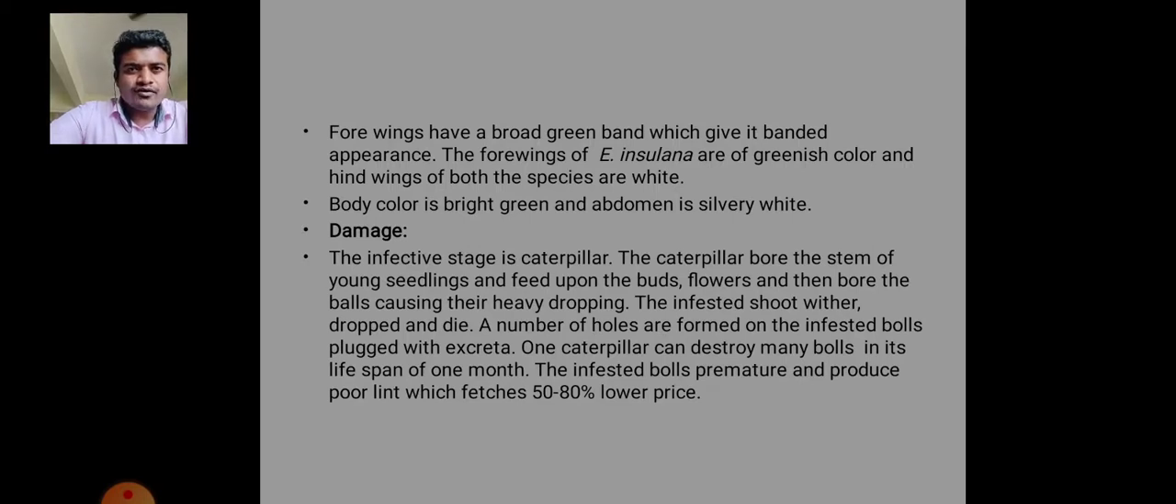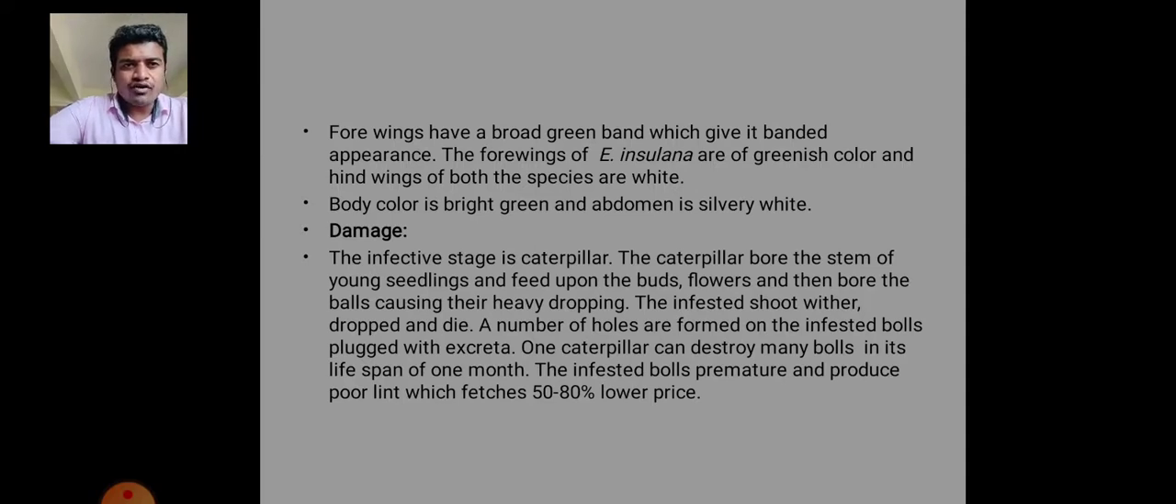Now we will see how this spotted bollworm damages the economically important crop. The infective stage is the caterpillar generally, meaning the caterpillars of spotted bollworm are very harmful to economically important crops. The caterpillar bores the stem of young seedlings and feeds upon the buds, flowers, and then bores the bolls, causing their heavy dropping. Ultimately the infested shoots wither, drop and die.